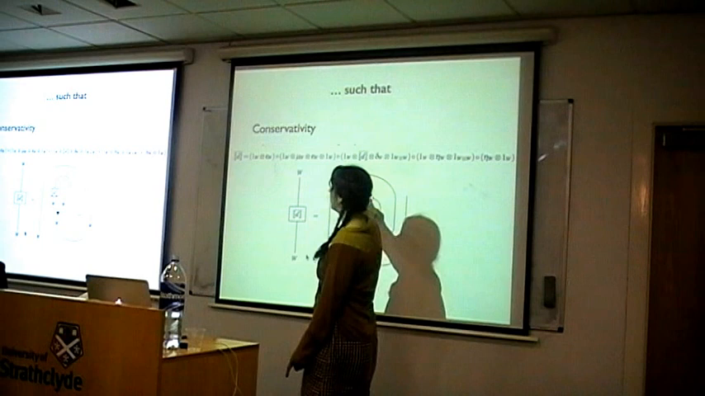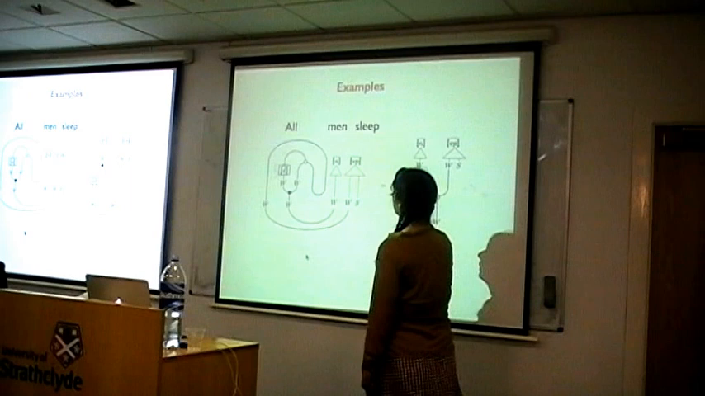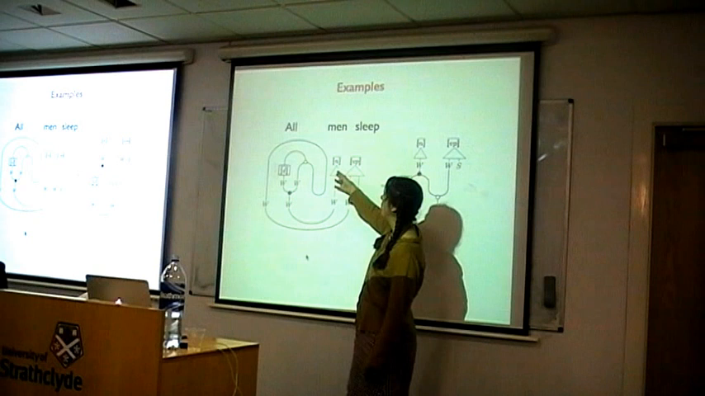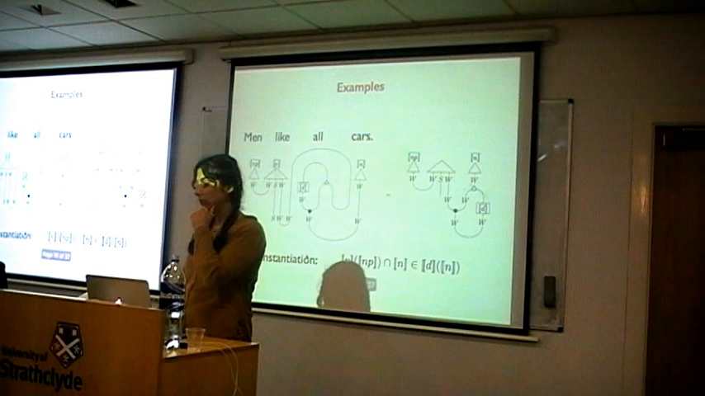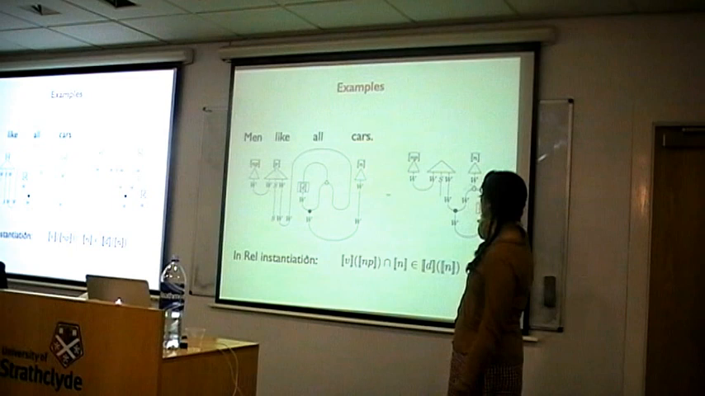So then the bialgebra. Something like "all men sleep" has this form: for "all" you put the meaning of your quantifier. This was the meaning of "men", this was the meaning of "sleep". Then you pull your strings accordingly, and you get this as the meaning of the quantified sentence. You can quantify the object, "men like all cars". Again, compositionally, you'll get something like this.